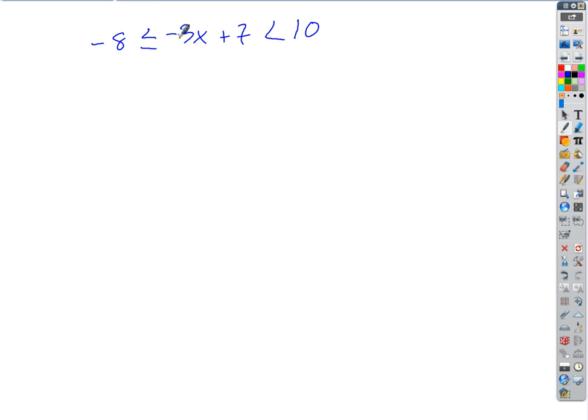Inequalities that have variables on either side, so not in the middle, but on the outside? No, we're not going to do that for now. If you did, you'd try to move them all into the middle. Okay, so what are the two steps in order? That part's easy. Subtract 7 and then divide by -3.